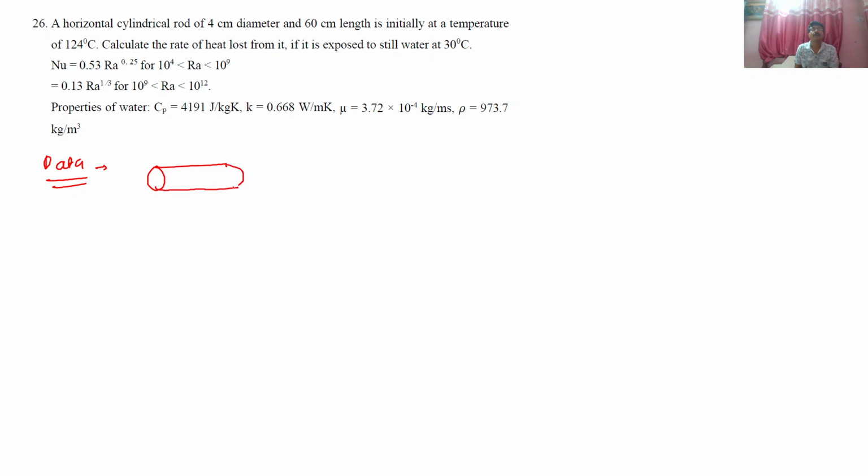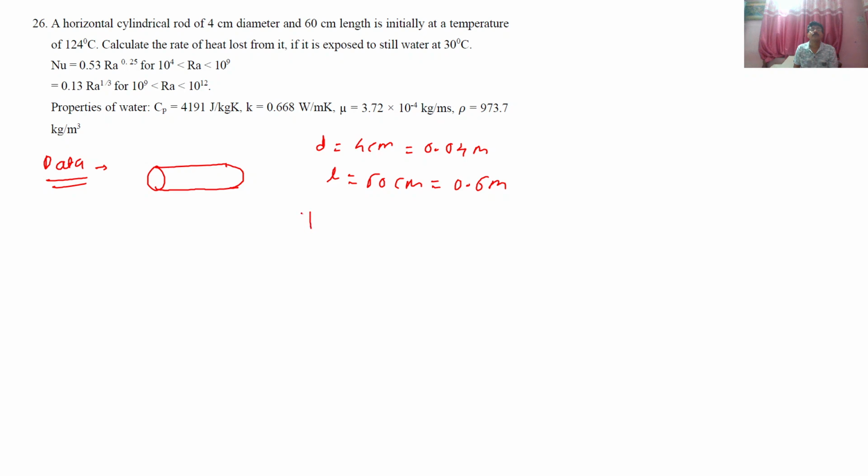So I will keep it like this, of 4 centimeter diameter. D is 4 centimeter, which means 0.04 meter, of 60 centimeter length. Sorry, 60 centimeter. That means 0.6 meter. It is initially at a temperature of 124 degrees Celsius.